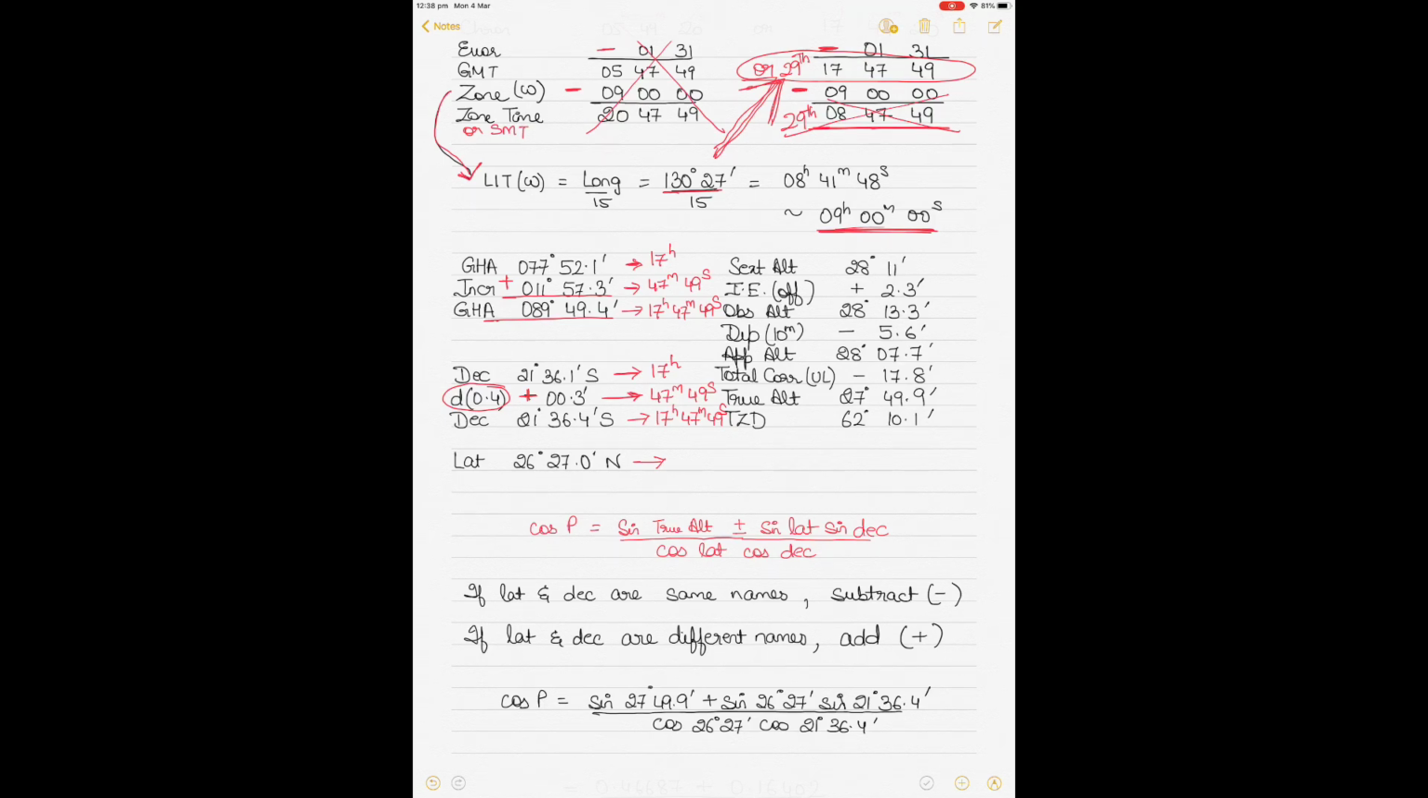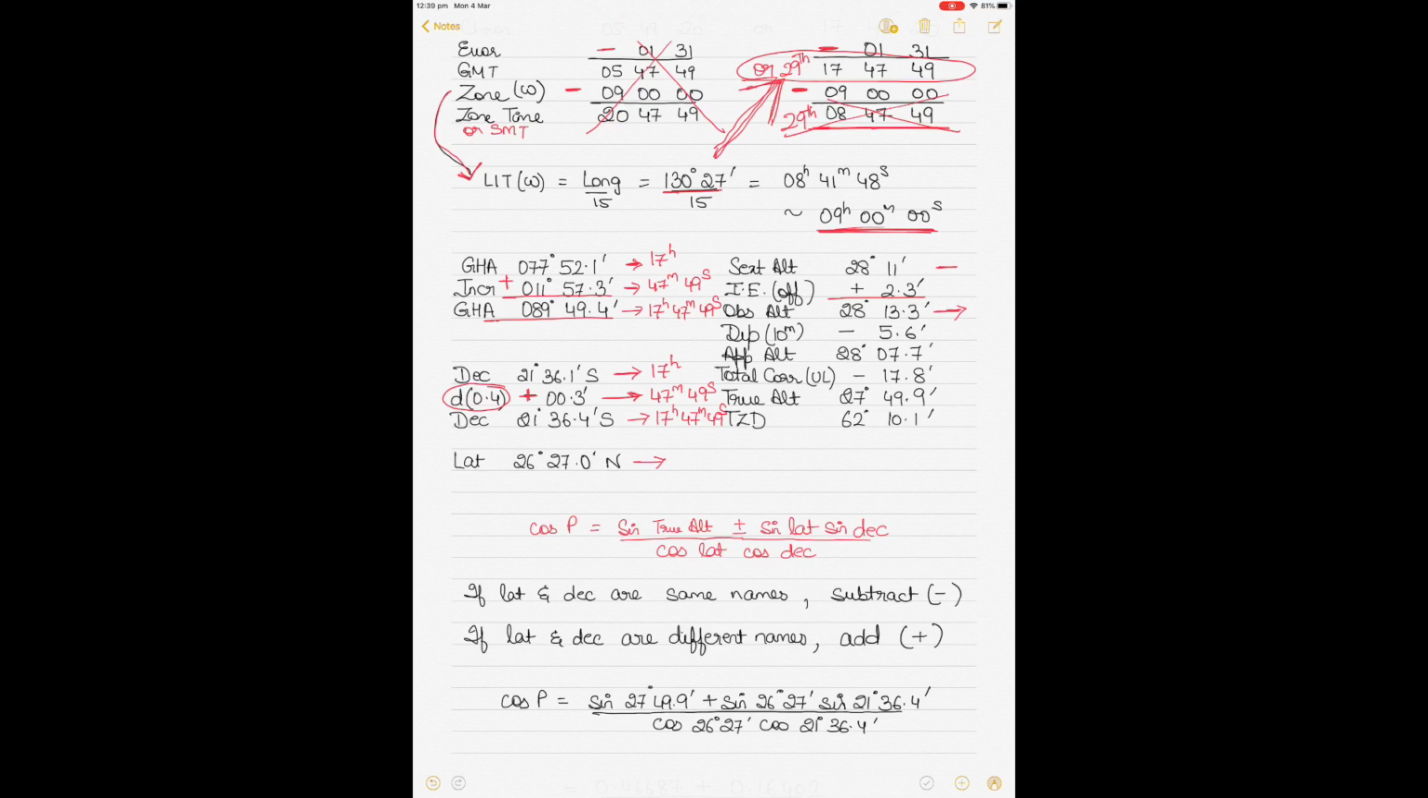The other thing you have to find out is your true altitude from your sextant altitude. So your sextant altitude is given to you in the question, it is 28 degrees 7 minutes. Index error given to you in the question, 2.3 off the arc. When it's off the arc, you will add the error, and it's minutes. Don't add it to the degrees by mistake, keep it to the minutes. You get your observed altitude.